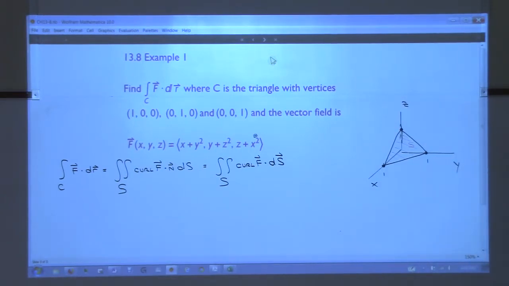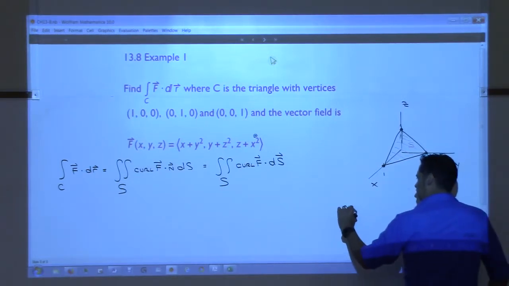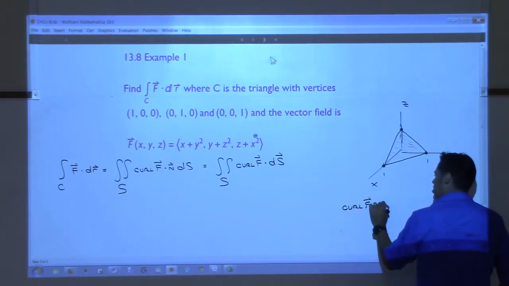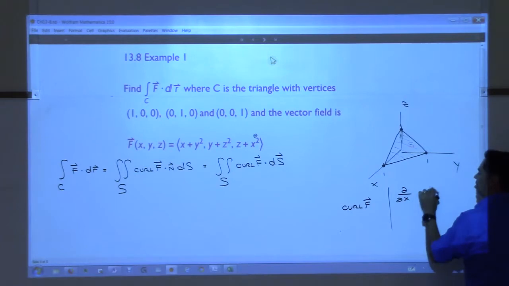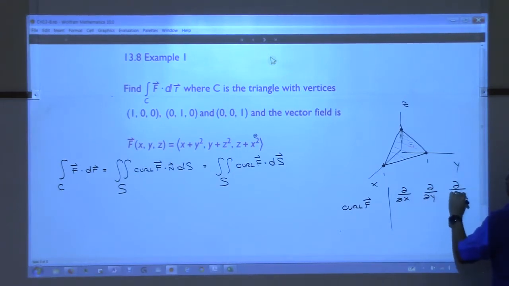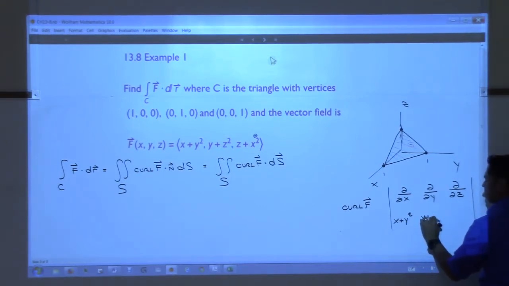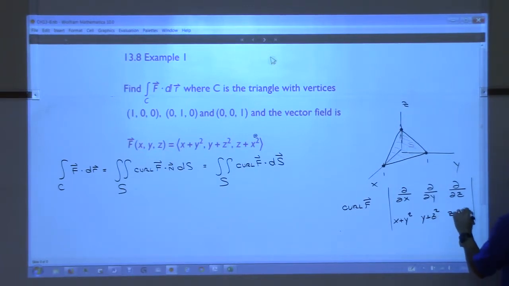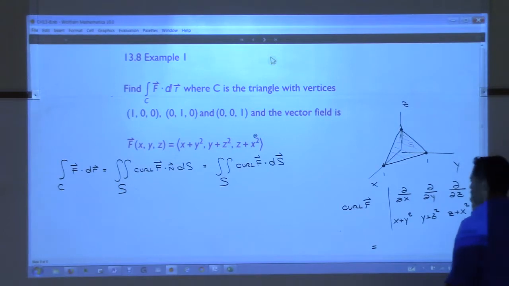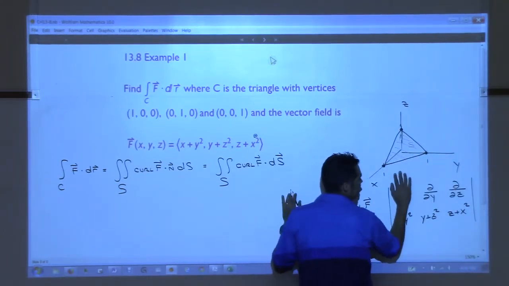All right. Maybe we should start with the curl of F, just to see what the curl of F looks like. All right? So how do we calculate the curl of F? We have to do this partial with respect to x, partial with respect to y, partial with respect to z. And then down here we put the field, which is x plus y squared, y plus z squared, z plus x squared. And then we do that determinant type thing, right? Or cross product, I should say. It is a determinant right there.